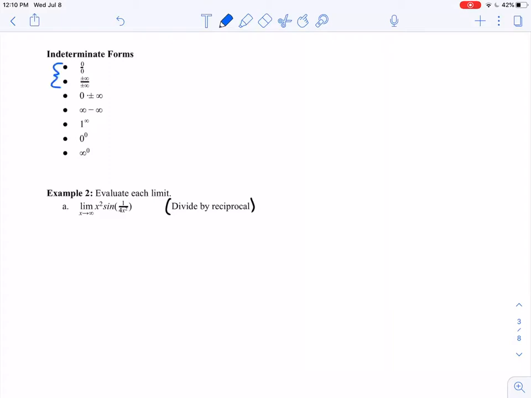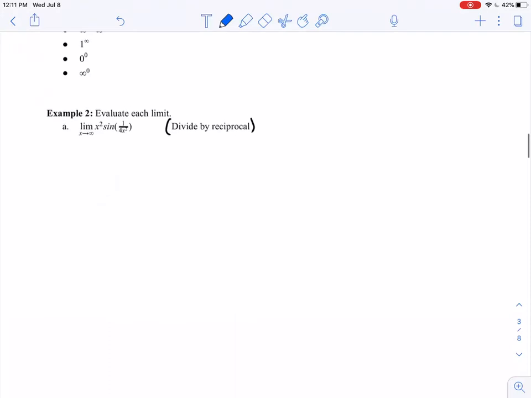L'Hopital's rule tells us how to deal with these first two. The other 5 that we have right here, it's sort of up to us. Now there are workarounds so that we can use L'Hopital's rule. So we're going to look at these first 2 here in this video, and then we'll come back and talk about the last 3 in the next video. So we're going to look at a couple of these.